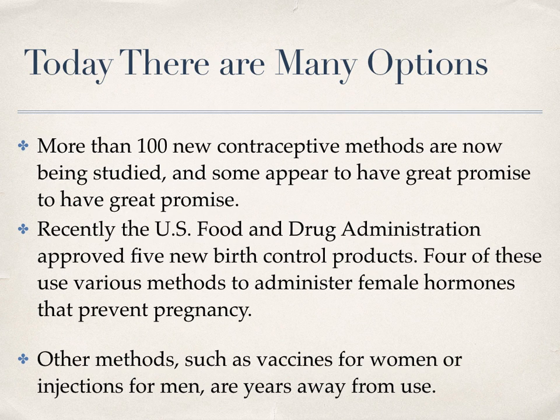Vaccines for women are being developed that will prepare the immune system to reject the hormone chorionic gonadotropin, which maintains the uterine lining and allows egg implantation, or that will cause an immune reaction against sperm. Injections for men are focused on reducing sperm production and have proven effective in mice.